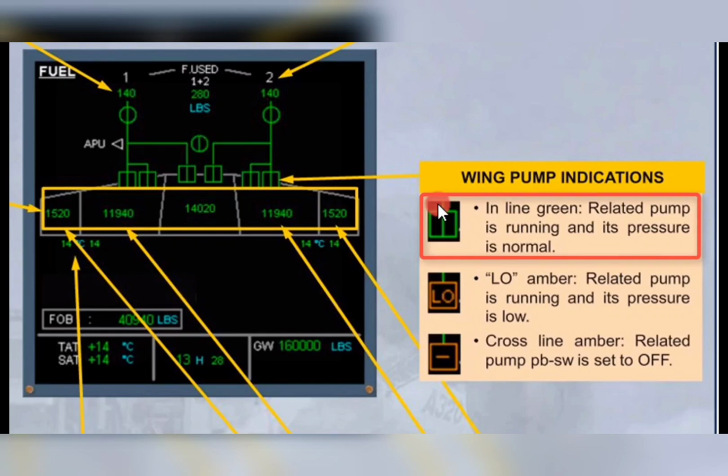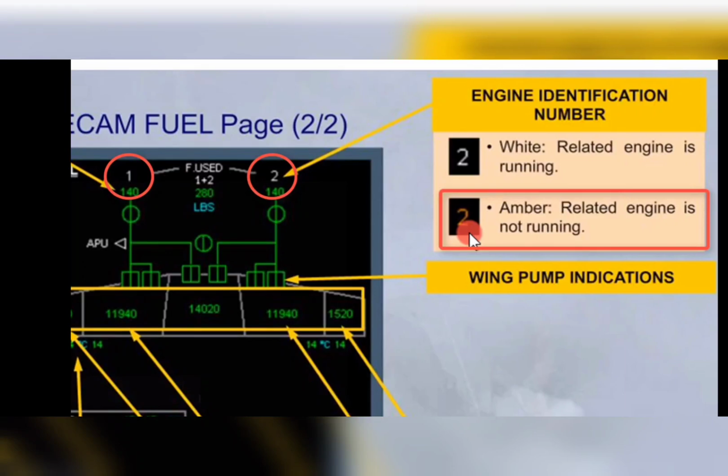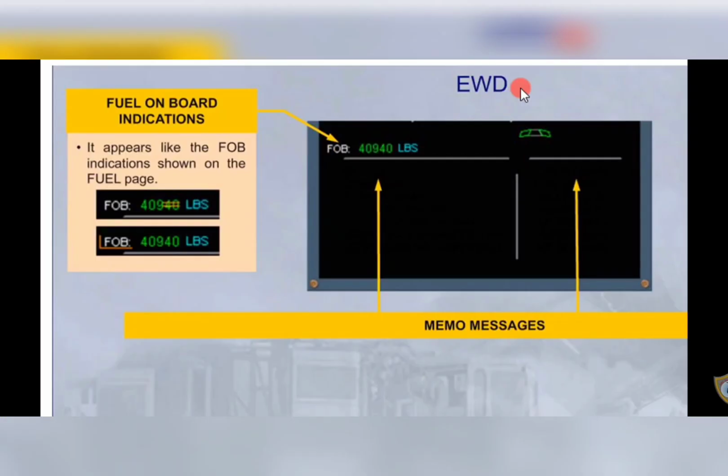Inline green wing pump indication means pump is running and its pressure is normal. Then amber means pump is running and its pressure is not normal. Amber in related engine means the engine is not running. If the 1 or 2 is in amber, then that means that engine is not running. In this we can see that both the engines are running and everything is inline, and even the fuel flow is going to APU.